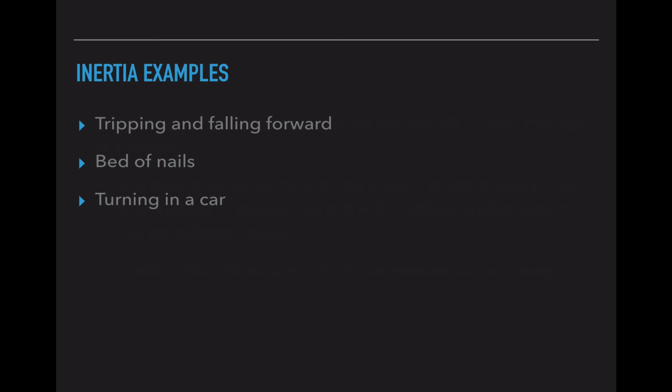Another example is turning in a car. If you've ever been in the middle back seat on a car trip, as you turn around corners, you notice that you always shift to the outside of the car. So if you're turning right, your body shifts to the left. If you're turning left, your body shifts to the right. That's because your body wants to continue moving forwards, and when the car moves, your body has to adjust to that change in motion.